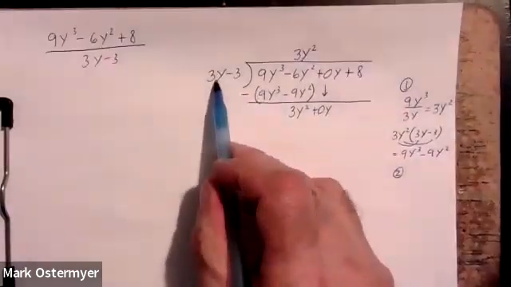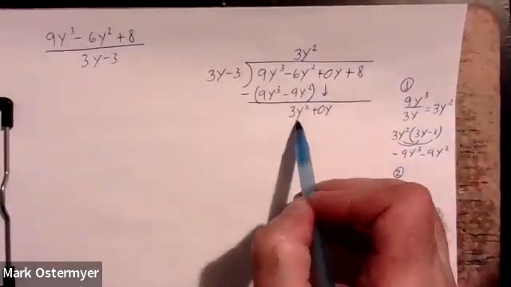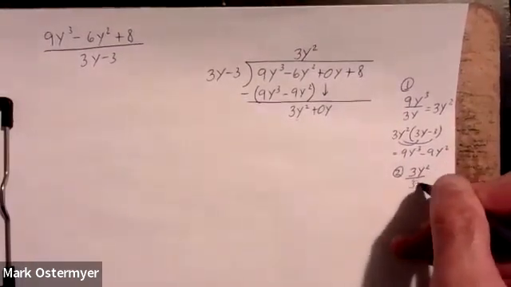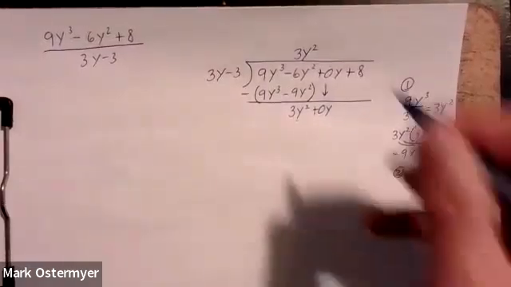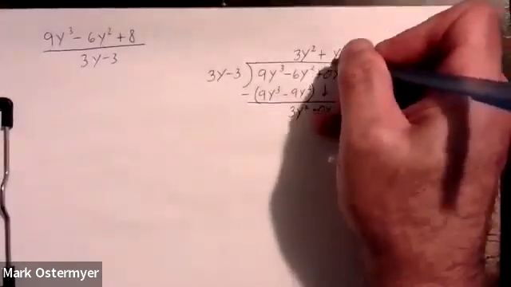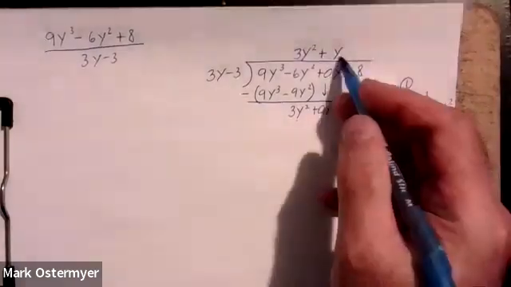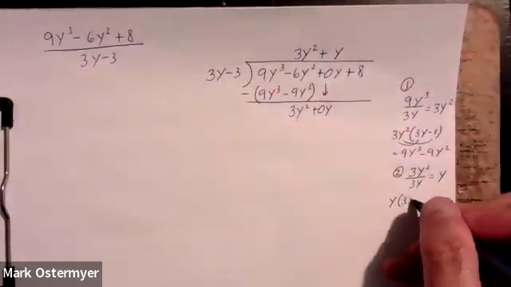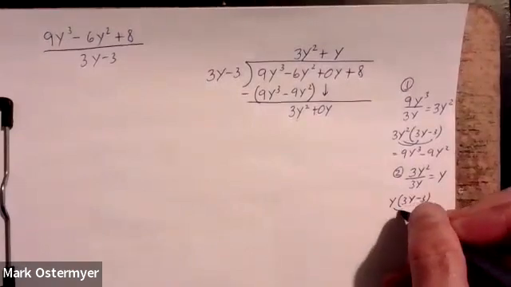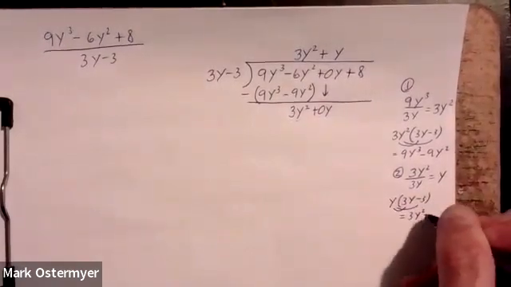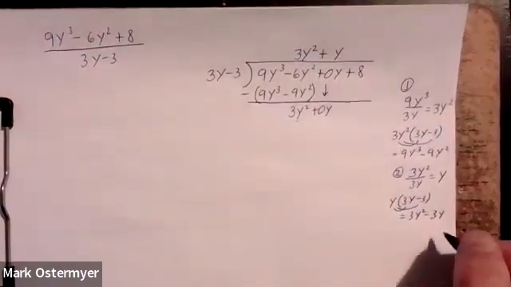We ask ourselves, how many times does 3y divide into 3y squared? Take 3y squared, place it over 3y and reduce. This reduces down to y. So plus y is the next term in our quotient. Y now, in turn, is going to get multiplied by the divisor. Y times 3y is 3y squared. Y times negative 3 is minus 3y.